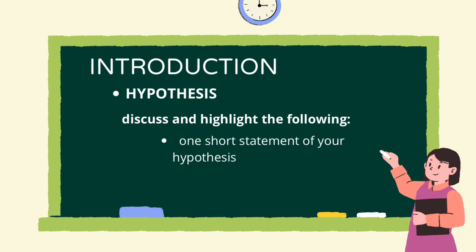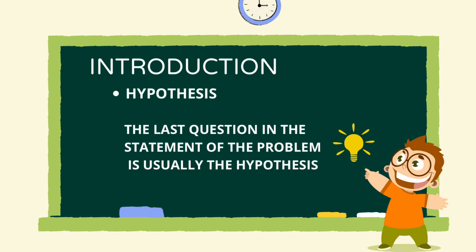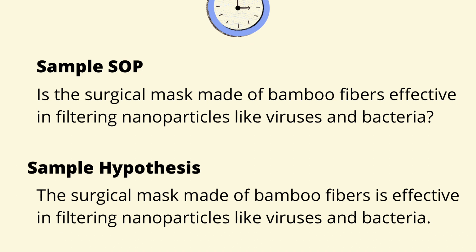The next part is a very short one, which is the hypothesis. So you will only need to write down a short statement of your hypothesis. Usually, the hypothesis is the last question in the statement of the problem. So here's an example. If your question in the statement of the problem states, is the surgical mask made of bamboo fibers effective in filtering nanoparticles like viruses and bacteria, the hypothesis can be: the surgical mask made of bamboo fibers is effective in filtering nanoparticles like viruses and bacteria. So basically, it is just answering your research question in your statement of the problem.